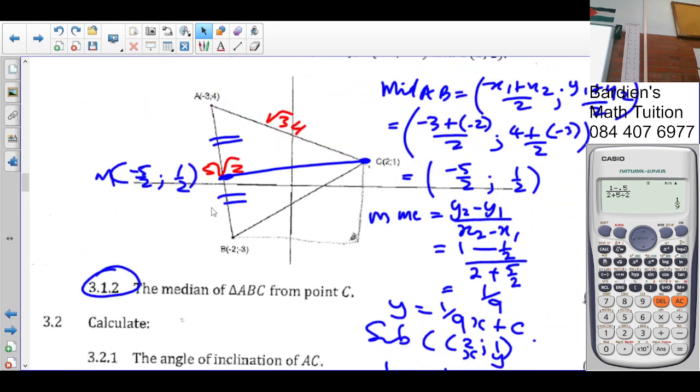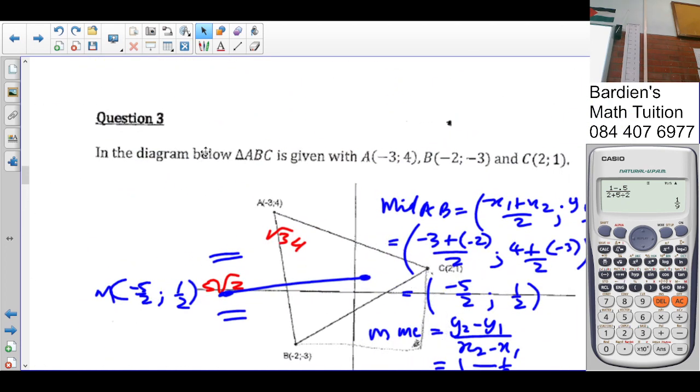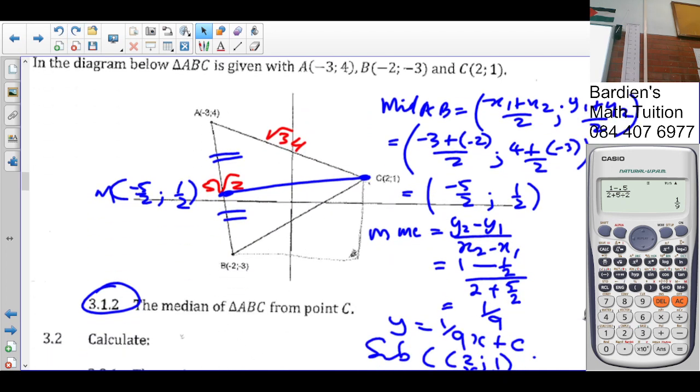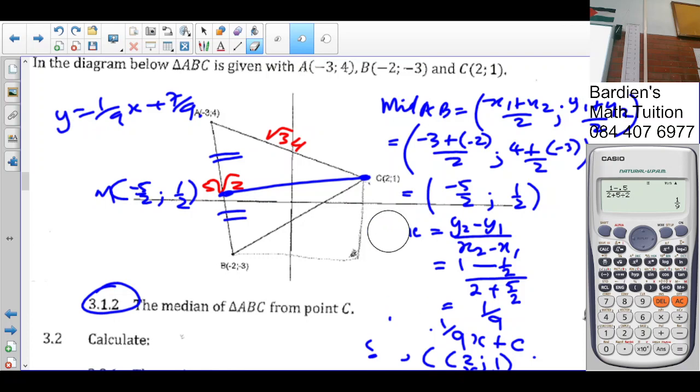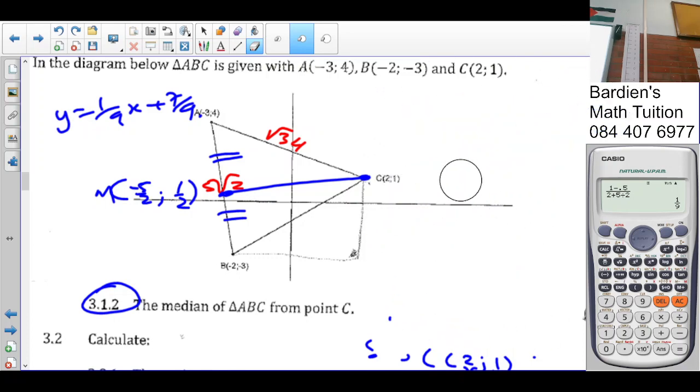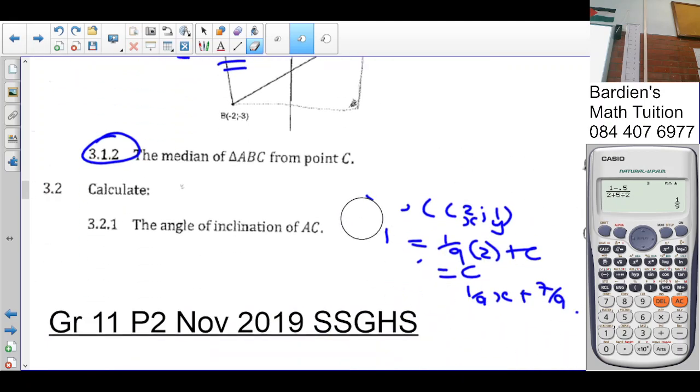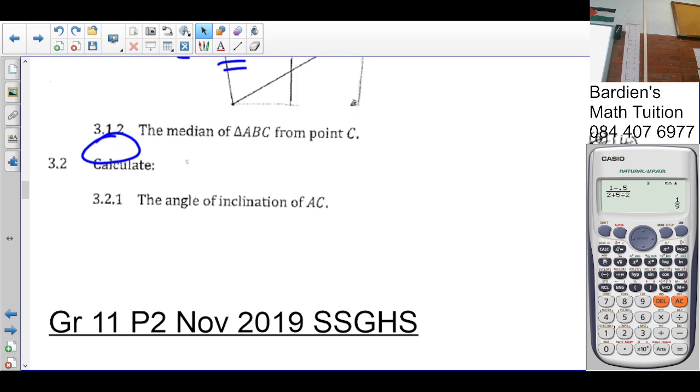Then 3.2, this is all part of it, okay, 3.2 says, so I'm going to take this off here. That y is equal to 1 over 9 x plus 7 over 9. Okay, I want to keep the diagram in focus, so I'm just erasing that working there. Bring this up.